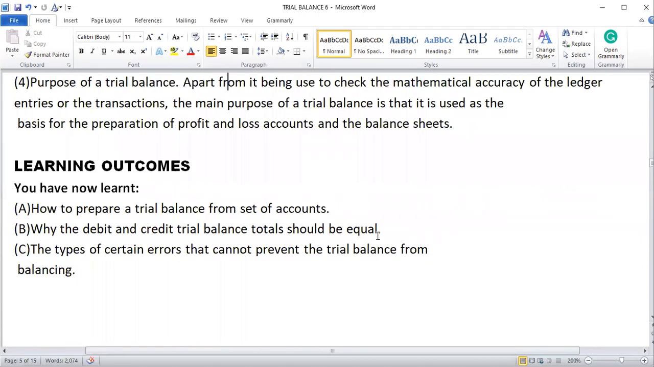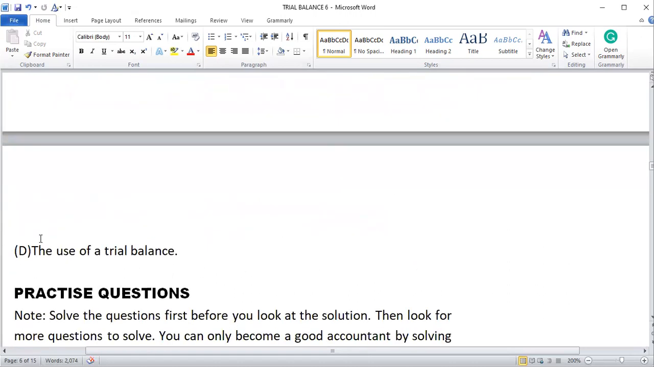Well, we have come to the end of our lesson. Let's look at the learning outcomes. So our learning outcomes are what? You have now learned A, how to prepare a trial balance from a set of accounts. B, why the debit and credit trial balance totals should be equal. C, the types of errors that cannot prevent the trial balance from balancing. Then D, the use of a trial balance.